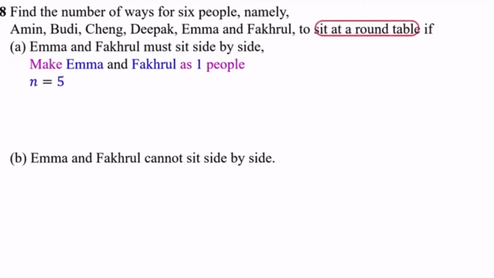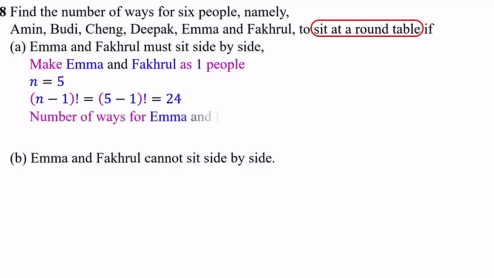Alright, so sit at a round table. For arrangement, circular permutation, the formula is n minus 1 factorial. So we will take 5 minus 1 factorial. So arrangement in a circular round table, circular permutation. We have 4 factorial, which is 24 ways.